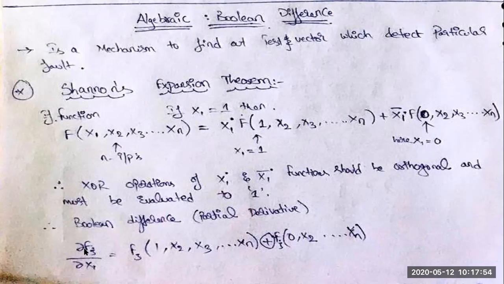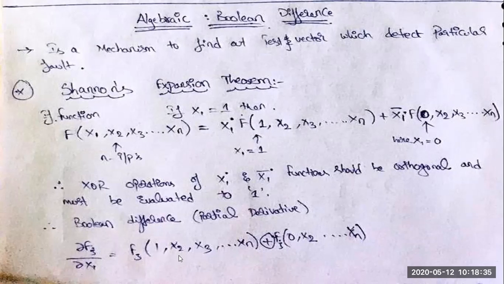The differential term is dou fj by dou x1, equivalent to fj of 1 comma x2 comma x3 and so on xn, XOR operation with fj of 0 comma x2 comma and so on xn. Here x1 is the input term we have taken, and fj is the function which is to be derived within the relation.